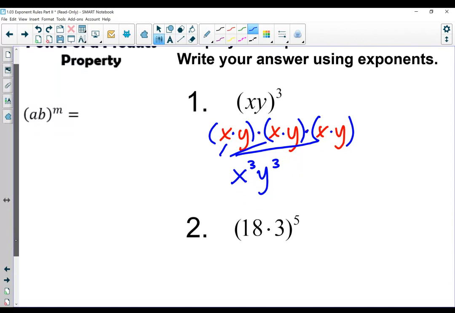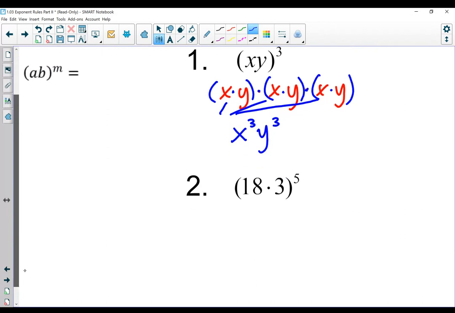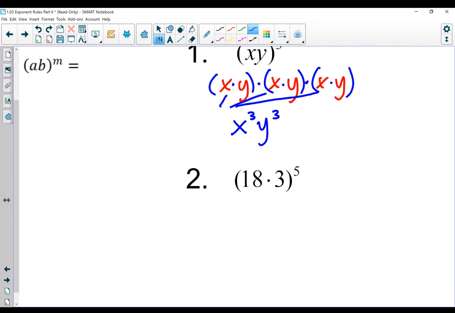So let's go ahead and look at example 2, and then we'll come up with our property. So 18 times 3 is being raised to the 5th power. That means I'd have 5 groups of 18 times 3. I'd have 5 factors of that.